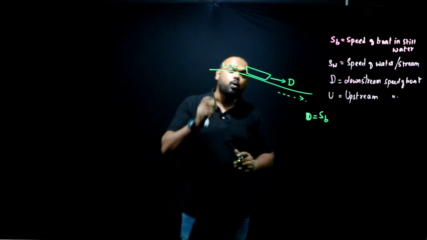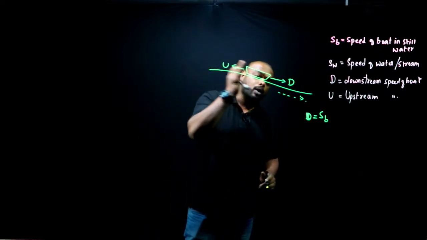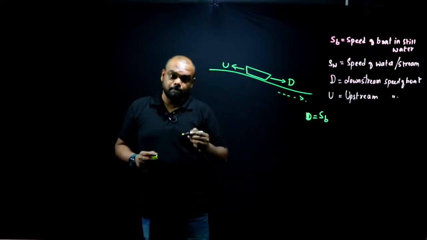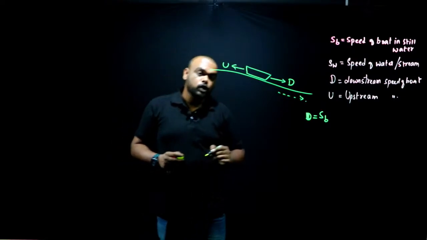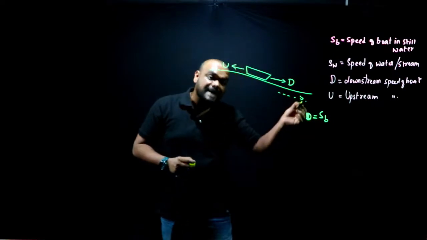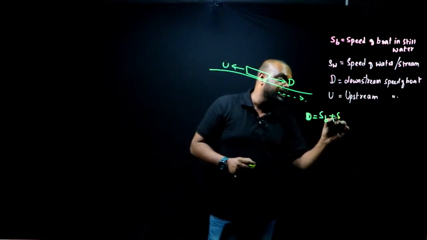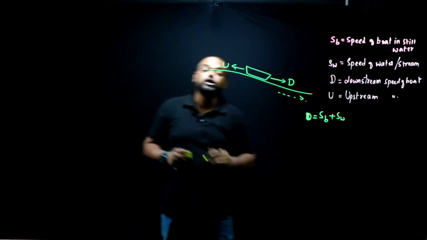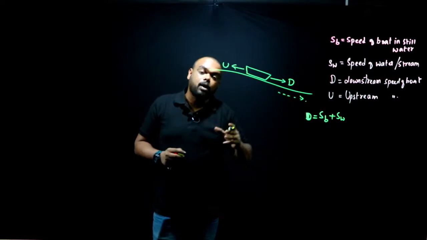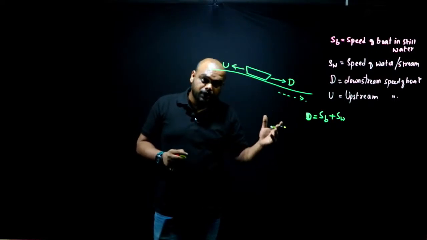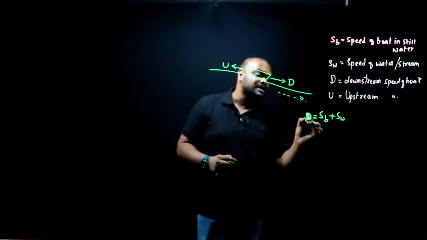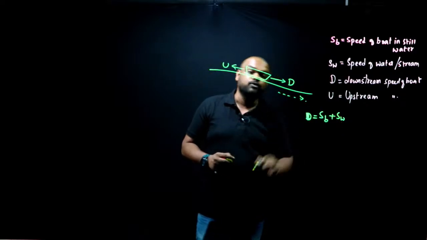What happens? The water tries to push the boat further, thus increasing the speed of the boat. So the boat will have the speed of a boat in still water, plus it will get some extra speed from water, that is SW, speed of water. You can imagine yourself when you are swimming in a canal or in a river, in the same direction of the water, you can swim faster. Why? Water is helping you there. So that's why downstream speed is the speed of boat in still water plus speed of water.